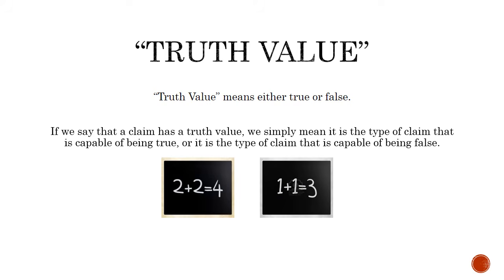Likewise, the claim 1 plus 1 equals 3 has a truth value. In this case, the claim is false, so its truth value is falsity. What this means is that truth value does not necessarily mean true. It just means the claim is either true, alternatively, it is false.